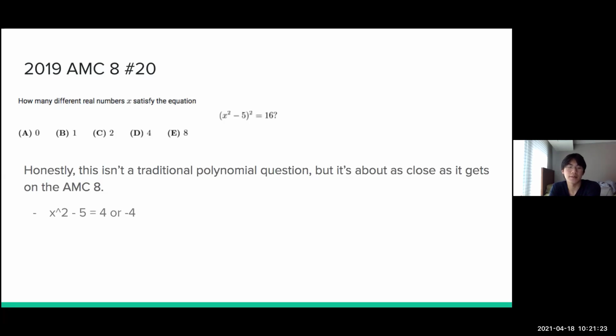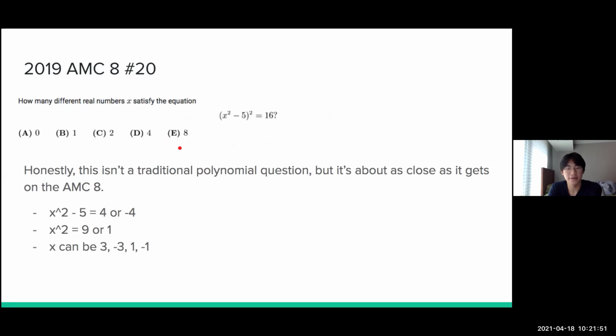So if we take the square root of both sides, we find that x squared minus 5 equals 4 or minus 4. Then if we add 5 to both sides, we get that x squared equals 9 or 1. Finally, taking the square root on both sides yields that x equals plus or minus 3 and plus or minus 1, which gives us 4 answers.